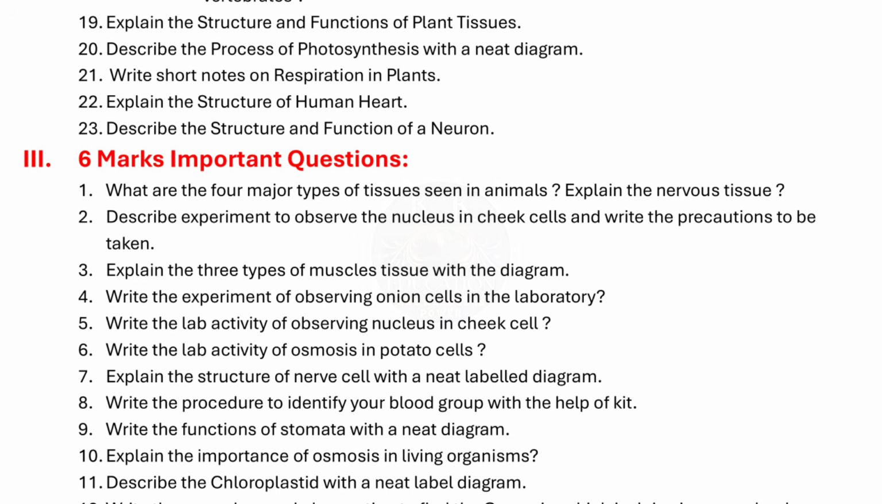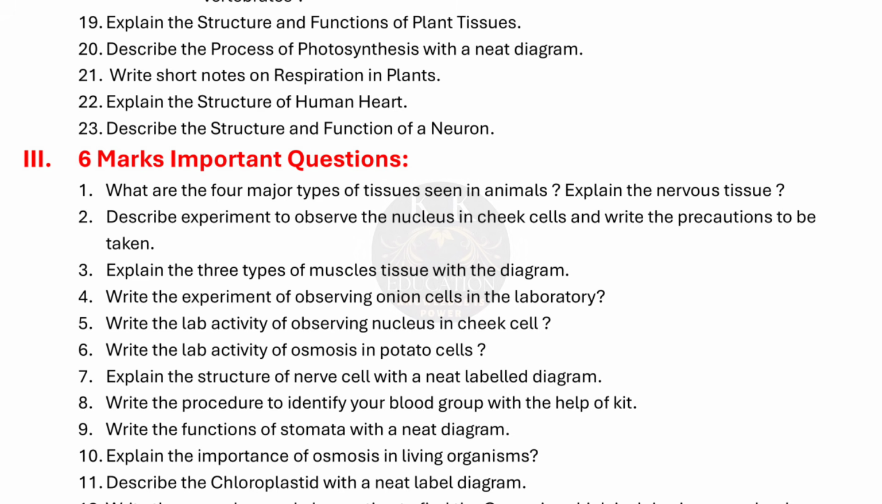Okay, now let's look at the long answer questions. These carry more weight in your SA-1 examination. It is a 6 marks important question. First question is, what are the 4 major types of tissues seen in animals? Explain the nervous tissue. And second one, describe the experiment to observe the nucleus in chick cells and write the precautions to be taken. Third one, explain 3 types of muscle tissues with the diagram.